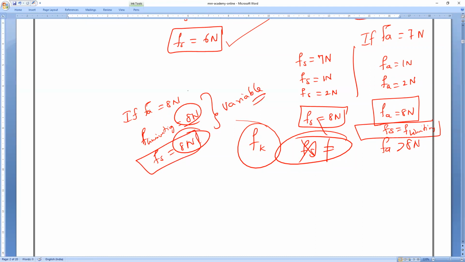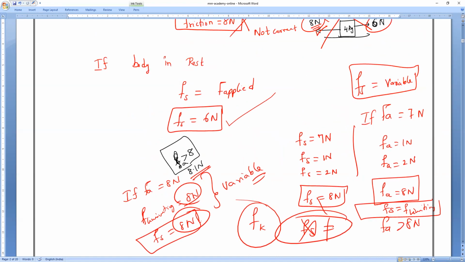If the applied force is just 8.1 newtons, just greater than 8 newtons, then automatically the body turns from static friction to kinetic friction. Am I right or wrong? Everybody clear what I'm saying? That is the reason I said the body possesses maximum static friction when it is ready to move. The point where it is ready to move is the maximum static friction possessed by the body. Are you clear, everybody? Very, very important one.